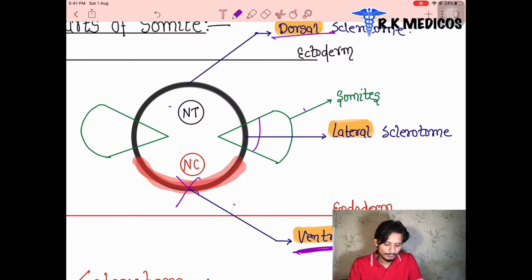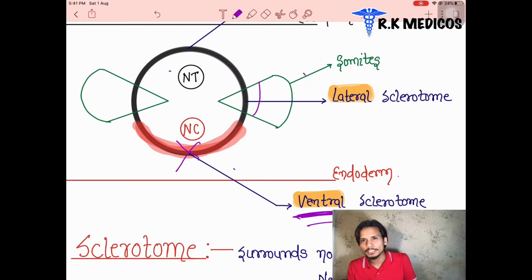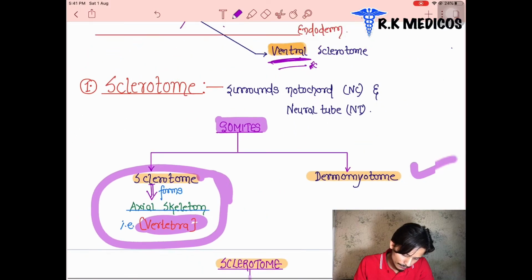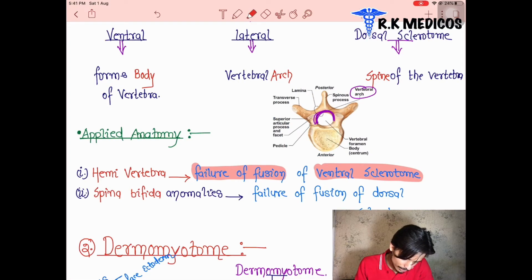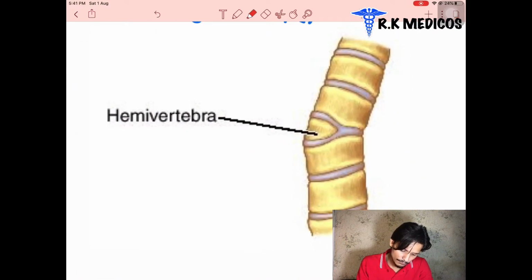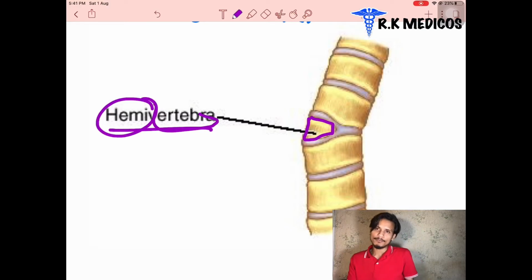Simple. The ventral sclerotome forms the body of the vertebra, so if it is not working, it will not form the body of the vertebra. It means the body of the vertebra will be hemi. It will be half because it forms half and they are not going to fuse. So we can see here the body of the vertebra is forming half. This term hemi means half, hemivertebra. This is the hemivertebra here. This type of vertebra is formed when the ventral sclerotome is unable to fuse.